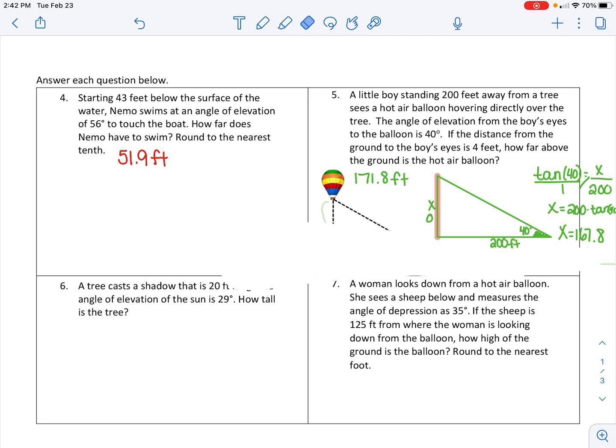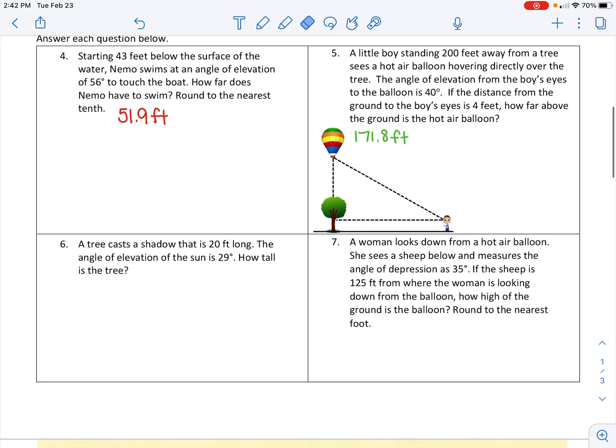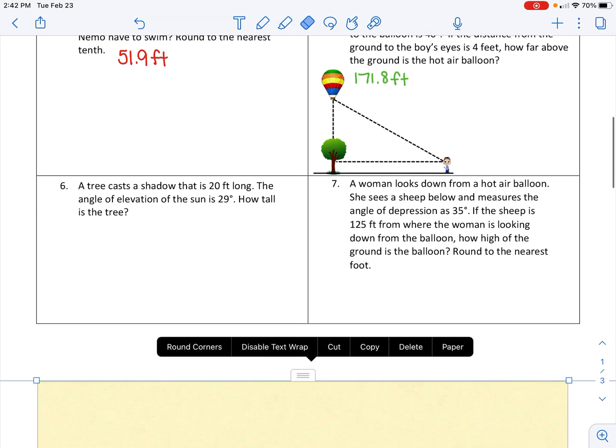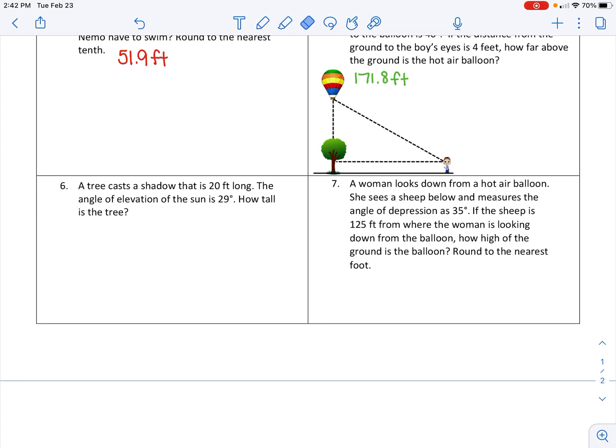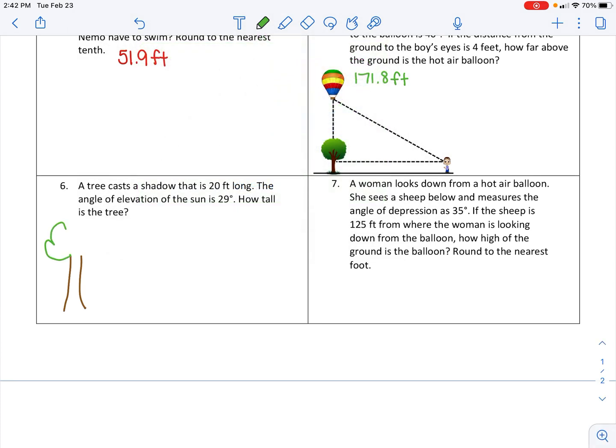All right, let's go ahead and move on to number 6. So with number 6, it says a tree casts a shadow of 20 feet long. So let's go ahead and draw our tree. Okay, so we have our tree, and it casts a shadow that's 20 feet long. So that's our shadow on the ground.